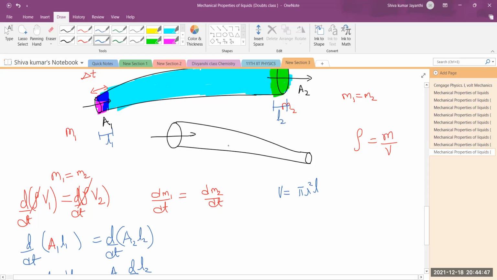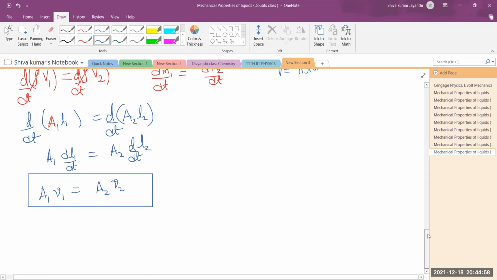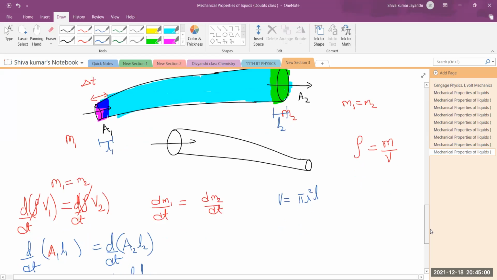Pi r square is nothing but pi r1 square here, and here pi r2 square. This is area A1 into L1 on that side, and area A2 into L2. Understood that?